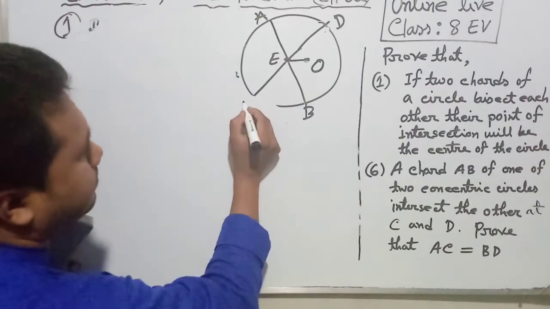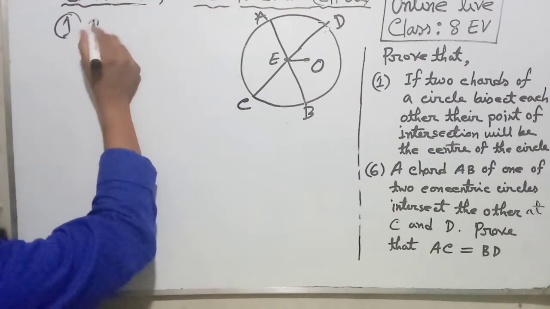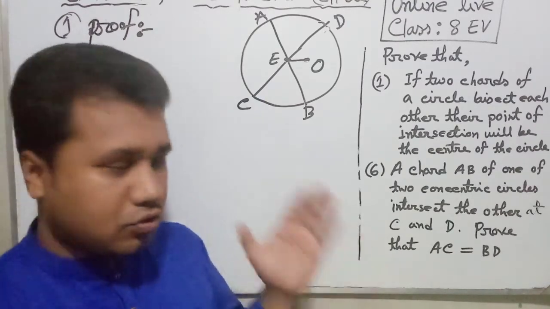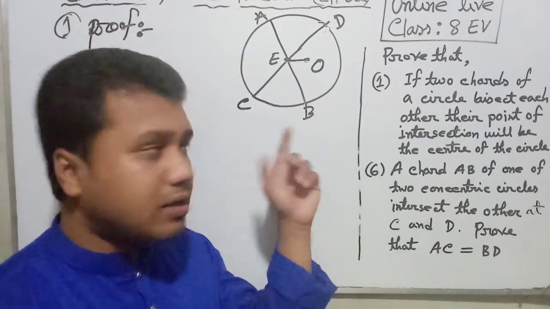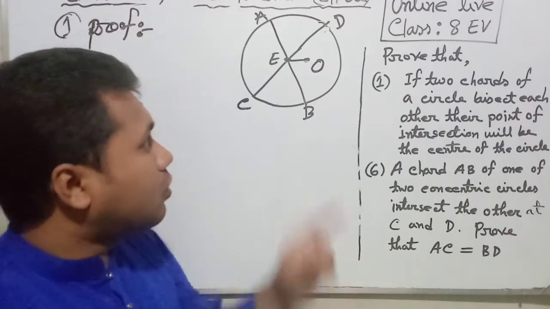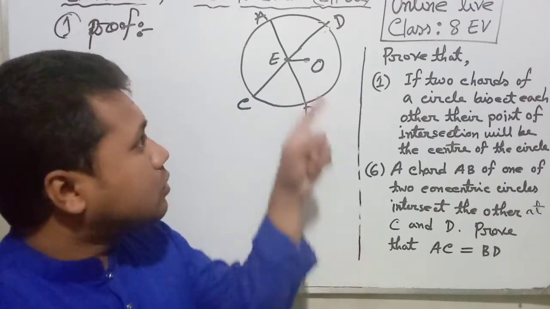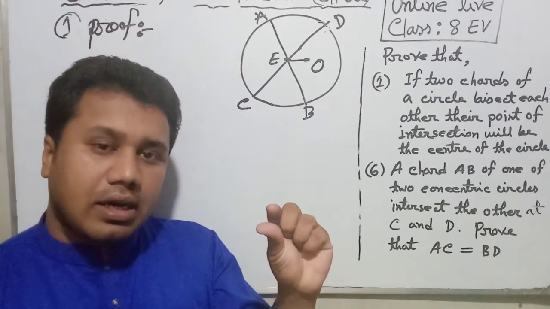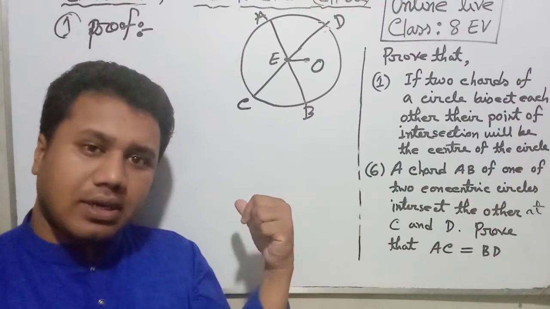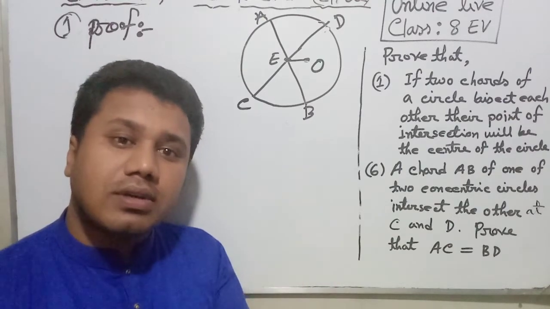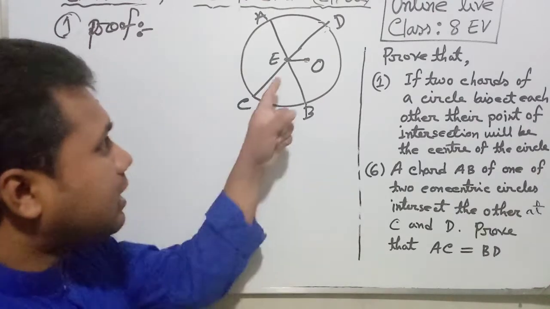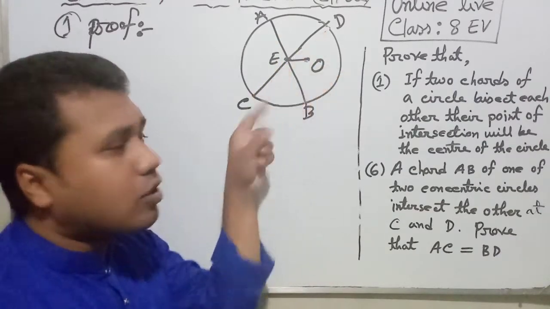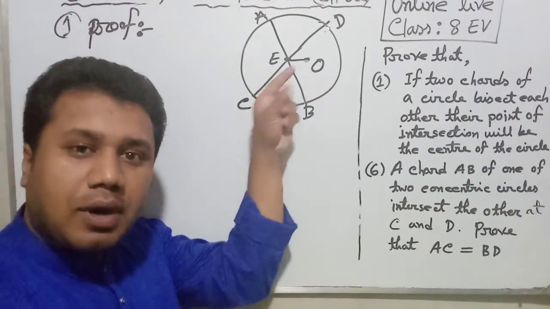Now dear students, proof. Look dear students, here E is the midpoint because these two chords bisect each other. So if E is the midpoint, we know in our theorem 1 that when we join the center and the midpoint of a chord, they form 90 degrees, that means a right angle, perpendicular. So here E is the midpoint, so OE will be perpendicular to AB. Also E is the midpoint of CD, so OE will be perpendicular to CD.